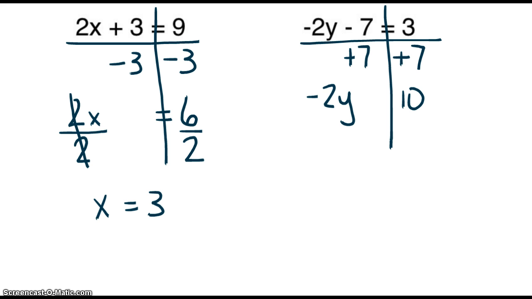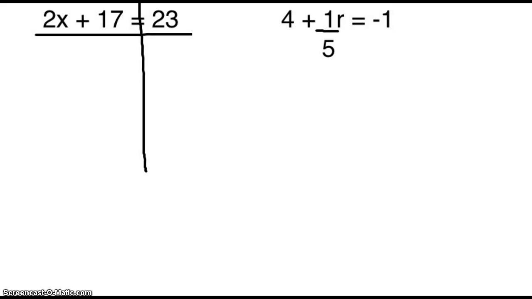Now we have negative 2y equals 10. Negative 2y is the same thing as negative 2 times y. So to undo that, we're going to have to divide both sides by negative 2. Negative 2 divided by negative 2 equals 1, which leaves us just y. And then we have equals 10 divided by negative 2. 10 divided by 2 is 5. A positive divided by a negative gives us a negative. So we have y equals negative 5.